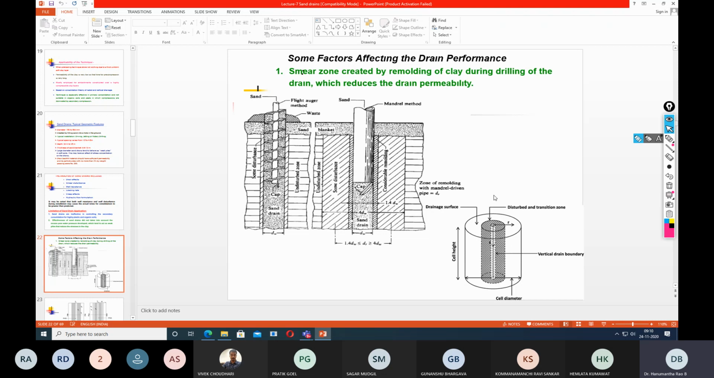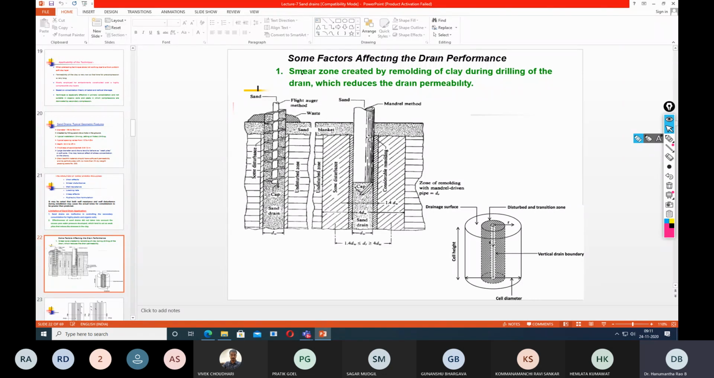When you make any drain or any borehole, you are going to create some kind of a disturbance right adjacent to the borehole wall. So there is a drain, a disturbed soil and an undisturbed soil. The drain is filled with sand, so the permeability of the sand is a different value, the permeability of the disturbed soil is a different value, and the permeability of the undisturbed soil is a different value. So overall you have 3 zones and 3 permeability values. The zone which is in a disturbed state is called a smear zone.